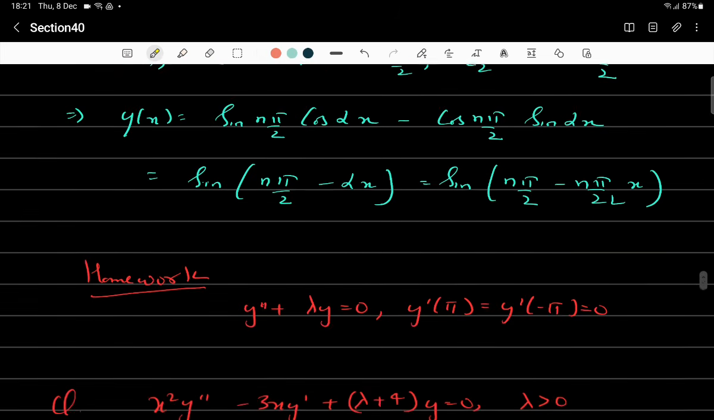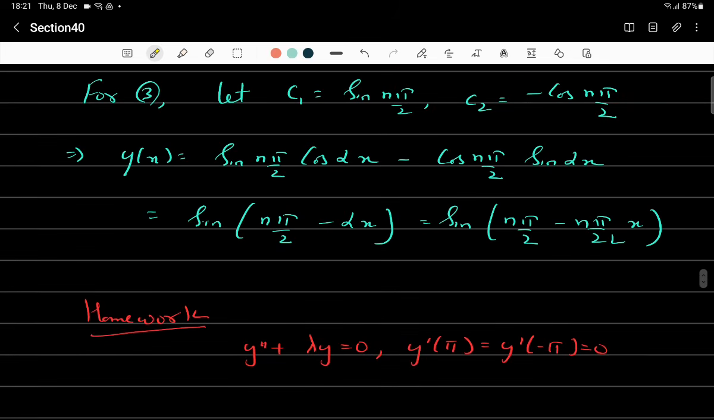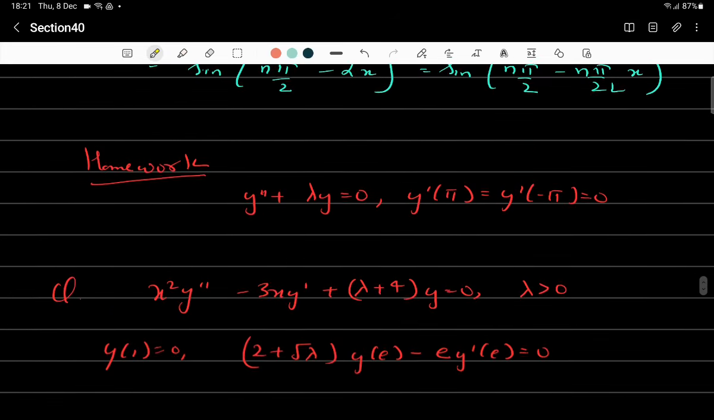So based on a similar approach, you can try one question by yourself: y double dash plus lambda y is equal to 0, given y dash pi is equal to 0 and y dash minus pi is equal to 0. So let's consider the last question, where you are given the equation x square y double dash minus 3x y dash plus (lambda plus 4) y is equal to 0, provided lambda is greater than 0.